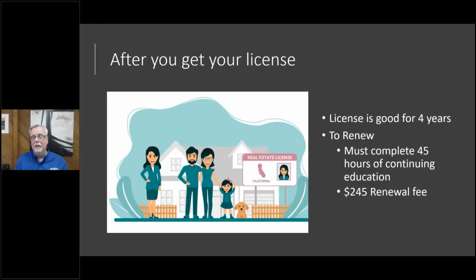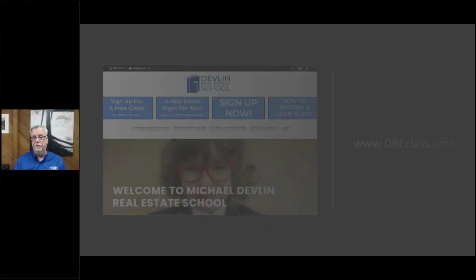After you get your real estate license, it's good for 4 years. Every 4 years, you have to renew your license. And in order to do that, you take 45 hours of continuing education, which is provided at no additional charge by the union, the Association of Realtors, and you pay $245 to renew your license every 4 years.